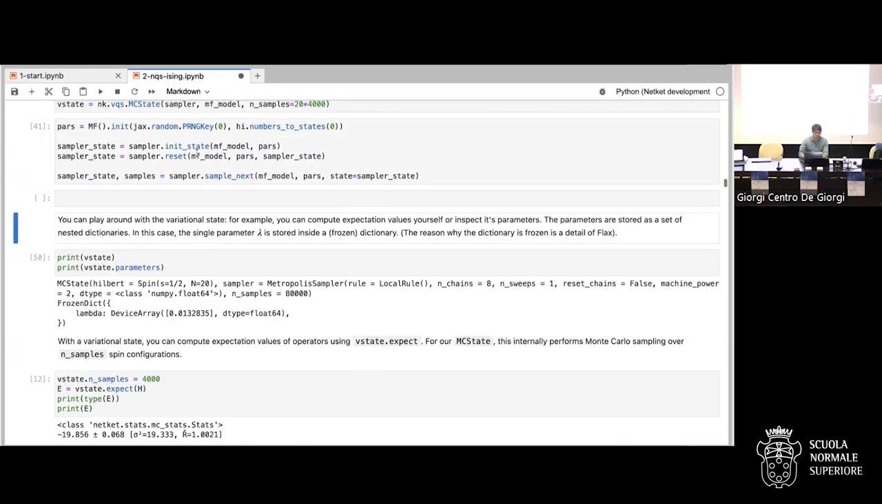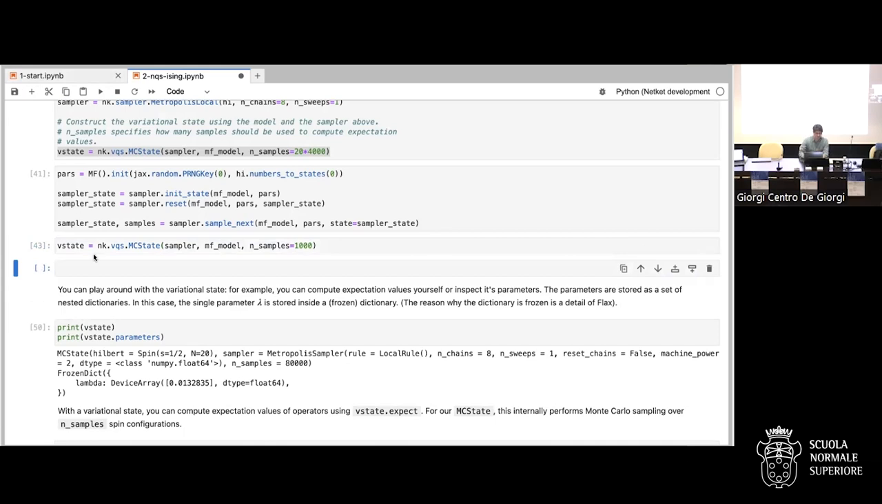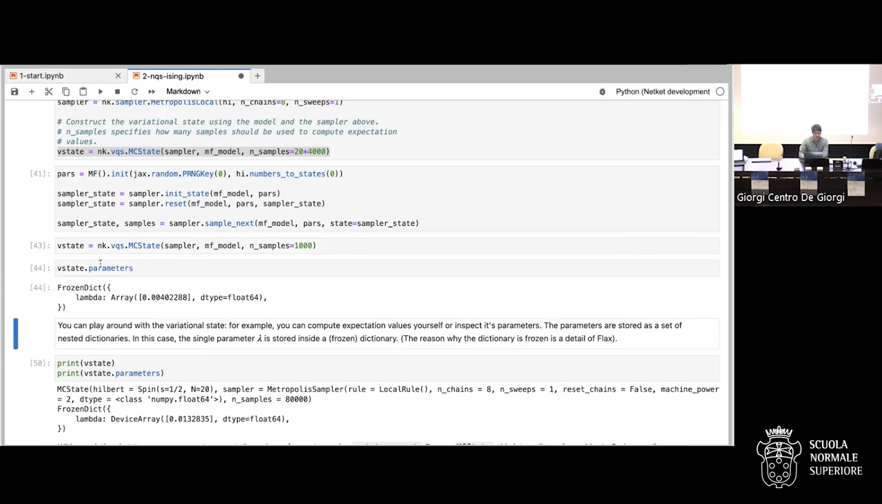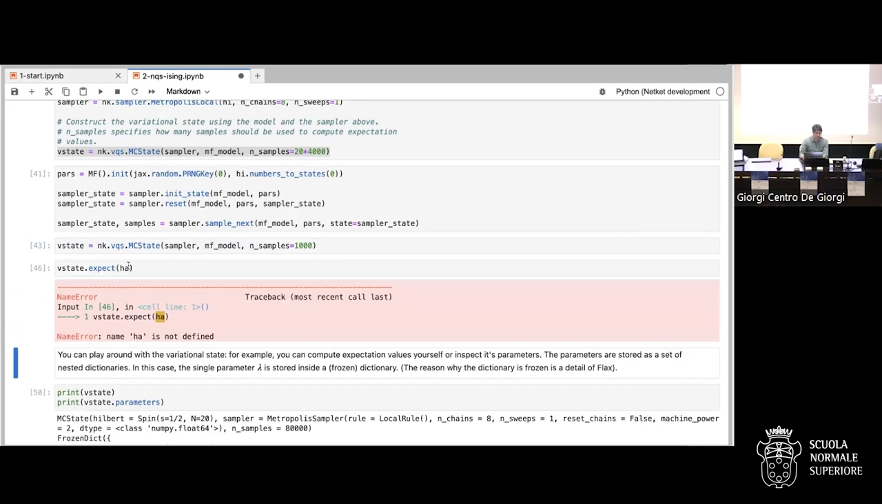But in general, what we say is just use this variational state, which is essentially a neural network quantum state. It's an object that is hiding all the details from physicists in general. You just say, what is your sampler? What is your model? And how many samples you want to compute quantities. And then you can use it. Essentially, it initializes the variational state for you. You can look at parameters. You can look at the samples, blah, blah, blah. And the nice thing is that you can compute expectation values.